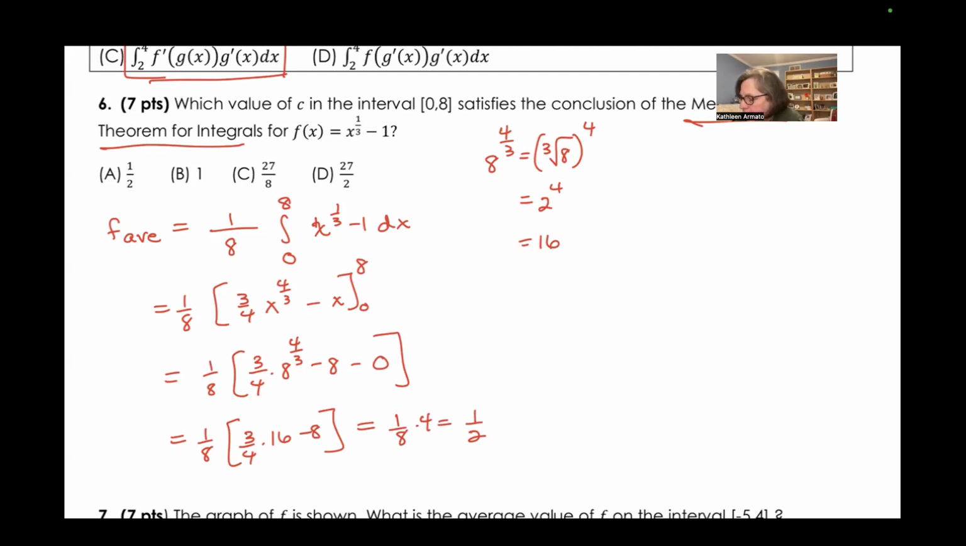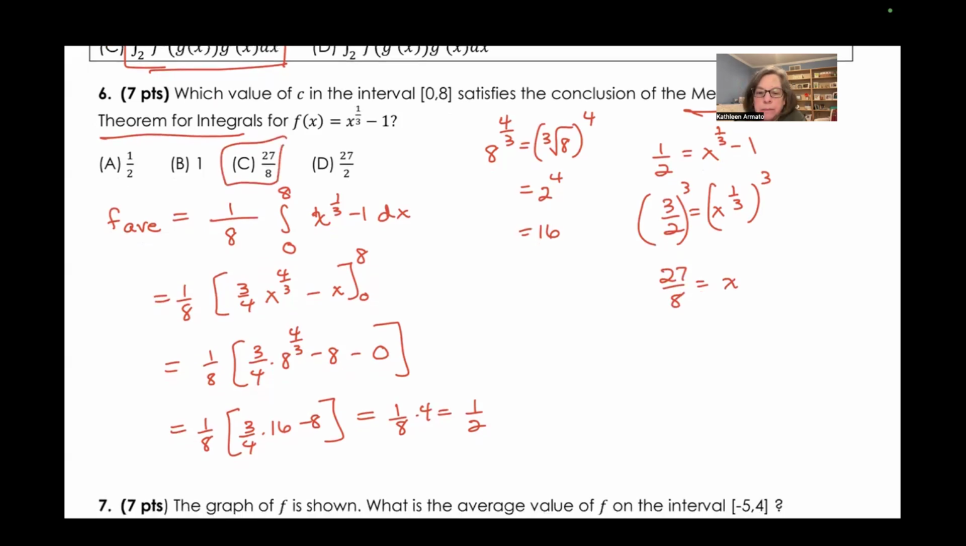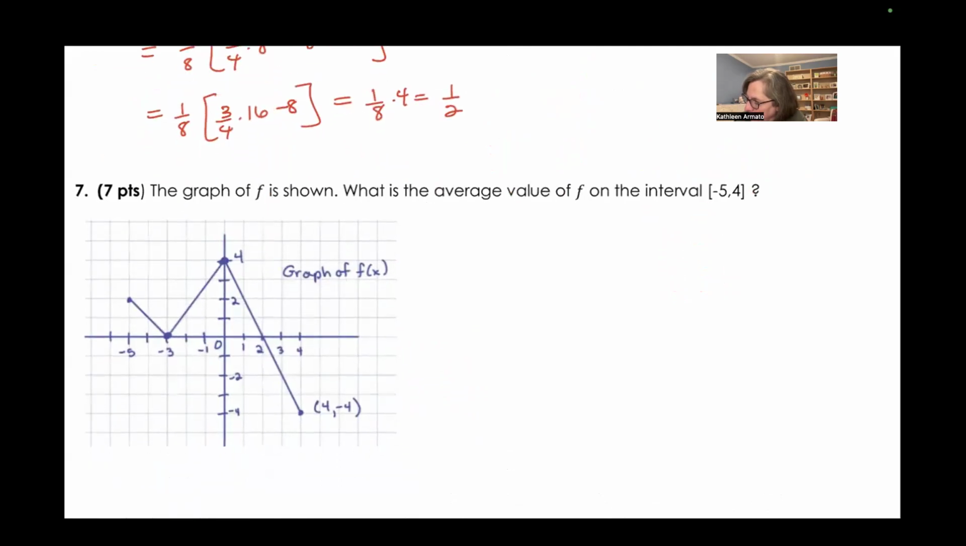The mean value theorem says there is some x value, which we'll call c, such that when I plug in that value into here, I will get the average value, which is 1/2. So 1/2 equals x to the 1/3 minus 1. Set the average value equal to the function and solve for x. Okay, x to the 1/3, so I need to cube both sides. I have 27/8 equals x. There we go. The answer was C.